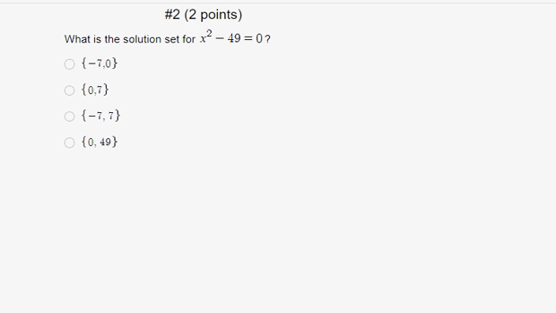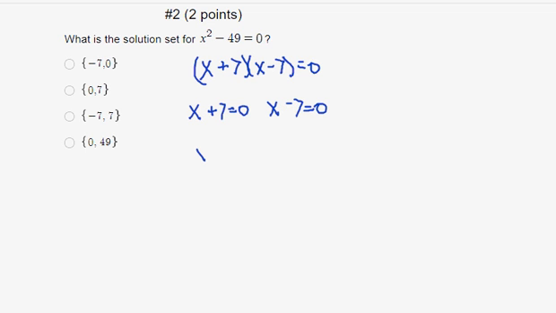All right, the solution set here. A couple of different ways we could do this one. First of all, recognizing that we have a difference of 2 squares, so this factors out to x plus 7, x minus 7 equals 0. Set our factors separately equal to 0. So we have x equals -7 and x equals 7. And we can see the way our solution set is properly written. So we know that's our solution.